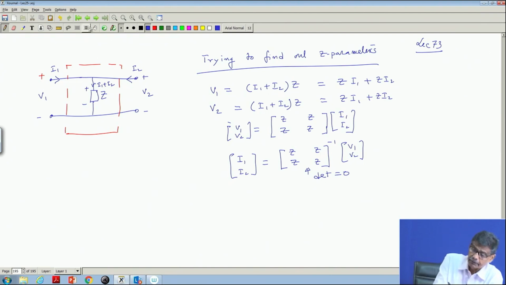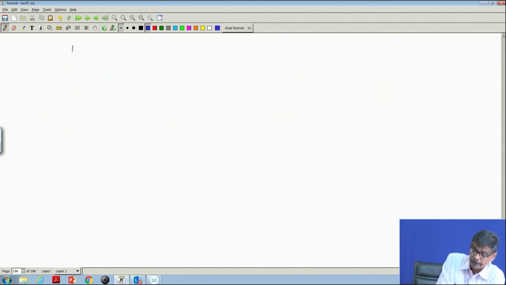Now, there is another set of parameters called hybrid parameters of a two-port network.